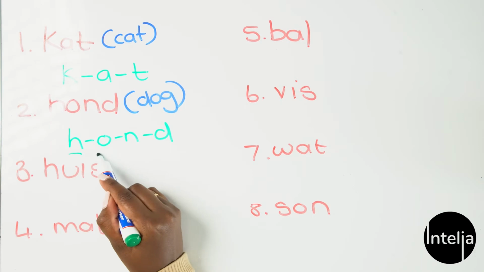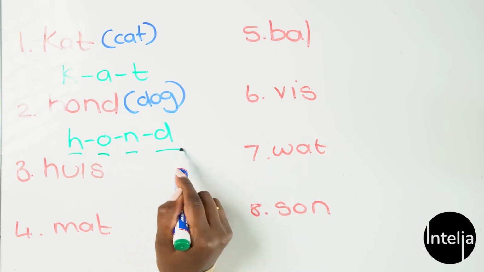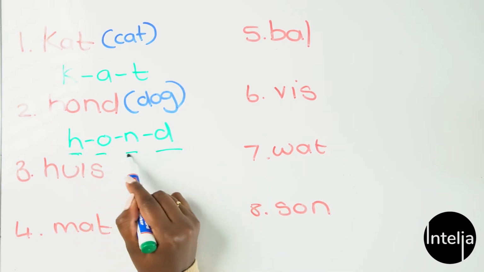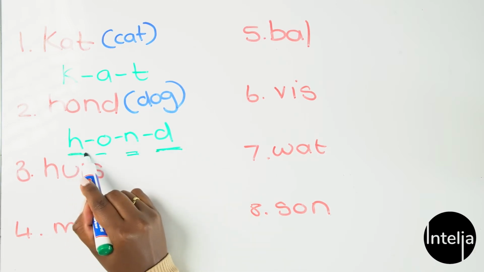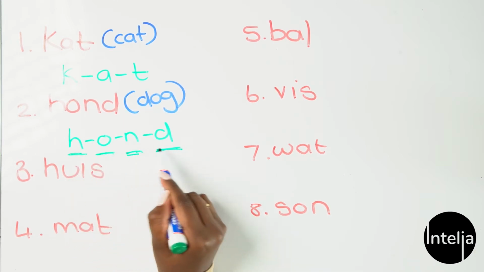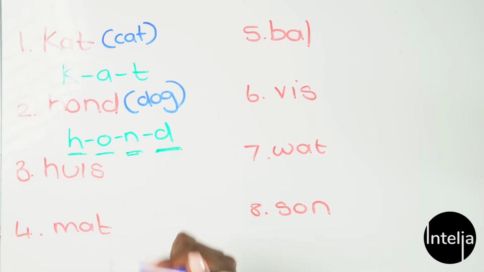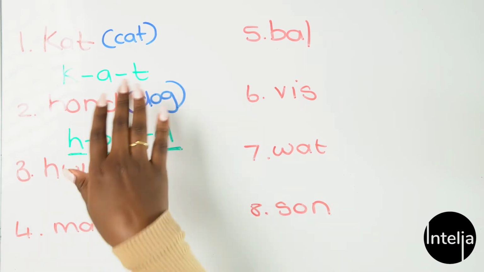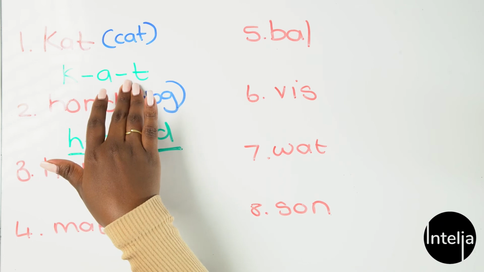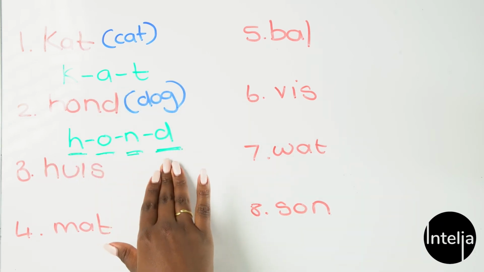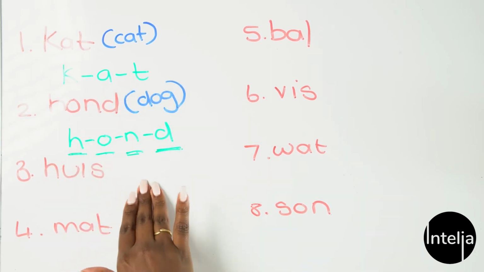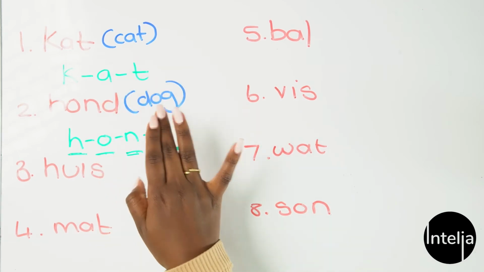Ho, n, d. H, o, n, d. D. Do you see why I say it sounds a bit like a t? That t effect happens with T. Kat. Hond. Kat. Hond. Whereas in English, it's cat and dog.